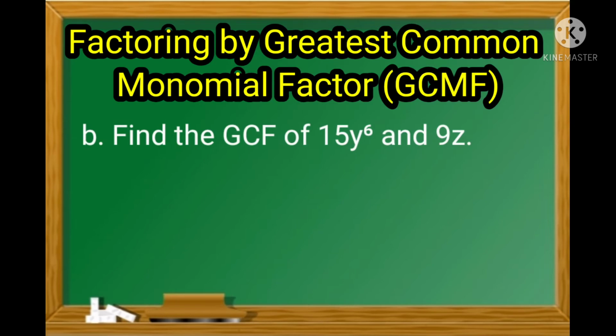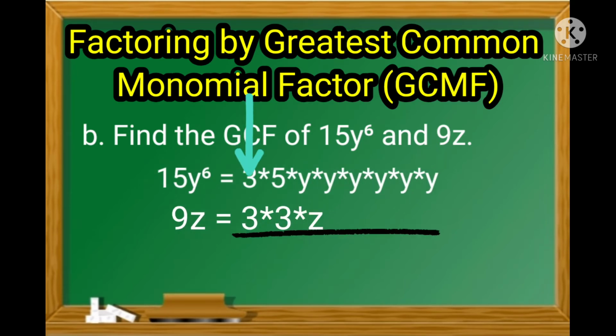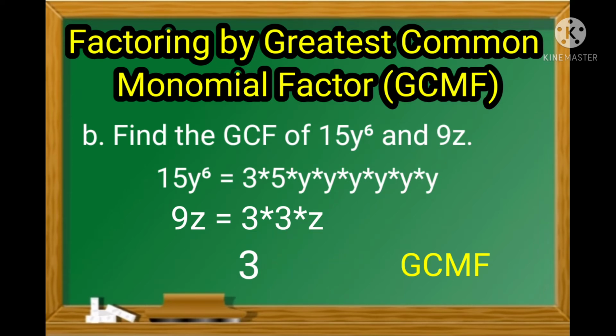For letter B, find the GCF of 15y to the 6th power and 9z. The same process. Step 1, factor each monomial. Second, identify the common factors. Then find the product of the common factors. Take note that 3 is the only common factor. Therefore, 3 is the GCMF of 15y to the 6th power and 9z.